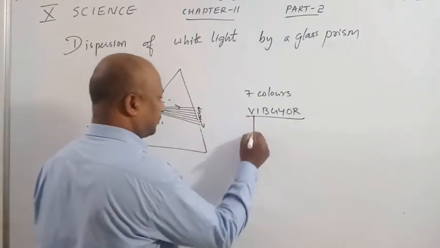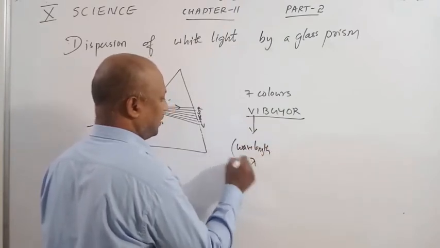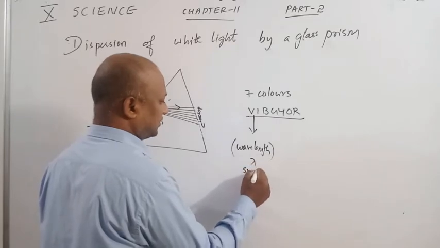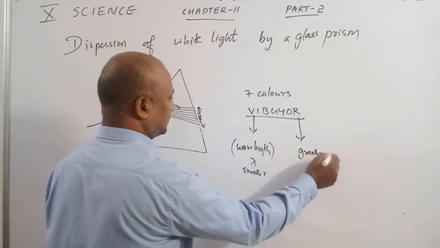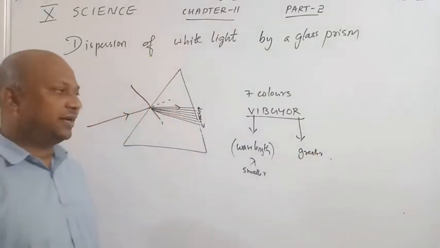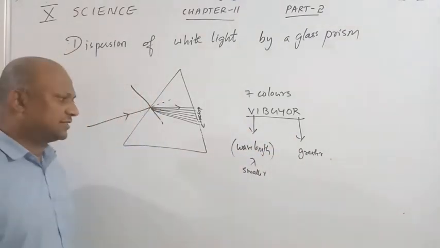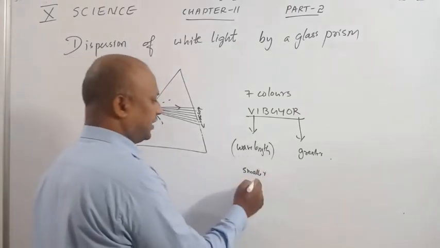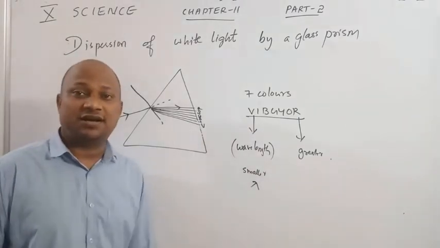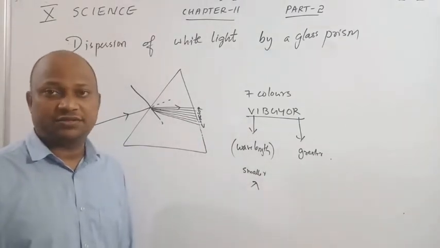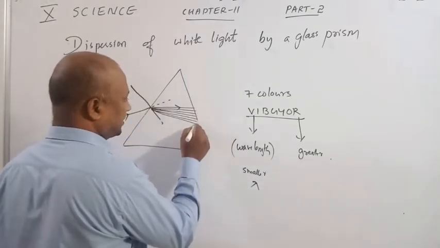And when I say in terms of wavelength that you have learned in class 9, lambda, violet has a smaller wavelength, red has a greater wavelength. In terms of frequency, violet has a greater frequency and red has a smaller frequency. So in terms of wavelength, let's say wavelength को हम lambda से denote करते हैं. So the greater the lambda is, least is the deviation.